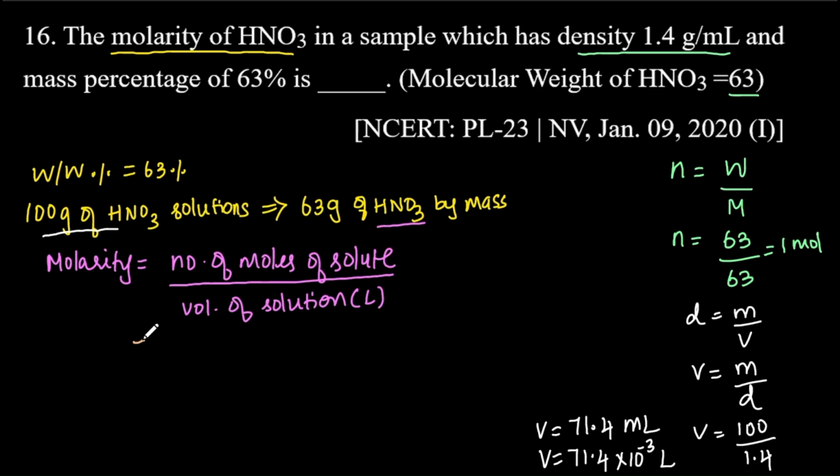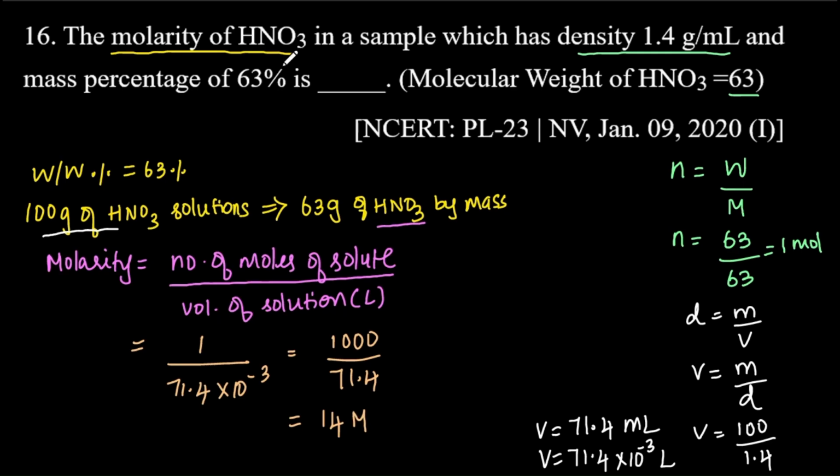So we can find the molarity. The numerator is 1 and the denominator is 71.4 into 10 power minus 3. Now this 10 power minus 3 will go to the numerator and it will become 10 power 3. So we can write that as 1000. 1000 divided by 71.4, and when you solve this, you will get 14 and the unit is capital M. So here the answer is 14.